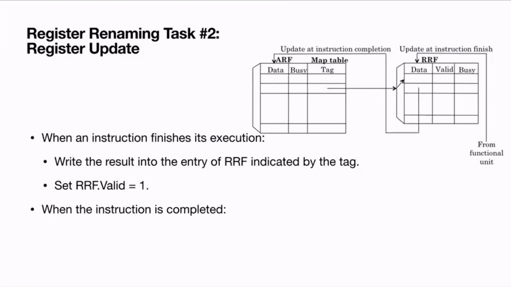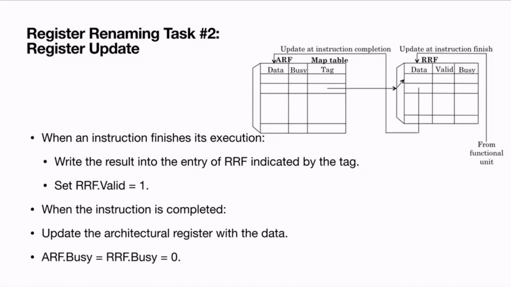Now when the instruction completes, that means when it comes to the head of the ROB, we have to commit it. Then I'll take the data value in the data field of the RRF entry, and we go to the ARF with the map table entry, and we update the architectural register with this particular data. And there also we'll be doing something.